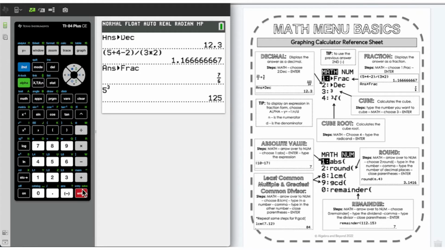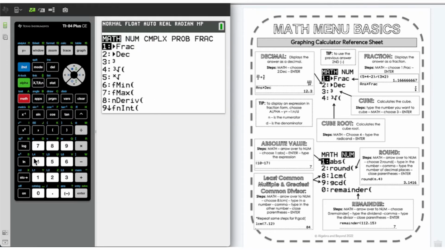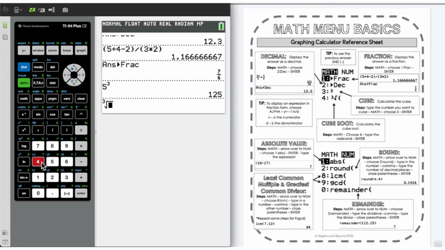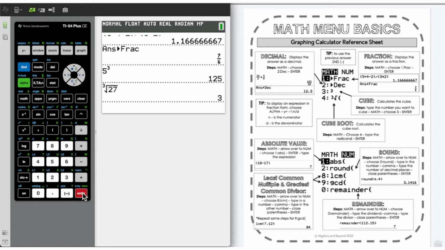I can also do cube root. So I can go to math, select number 4, and I can do the cube root of 27. And it will give me the answer. And I like to help students use these techniques, like I said, to check their work.